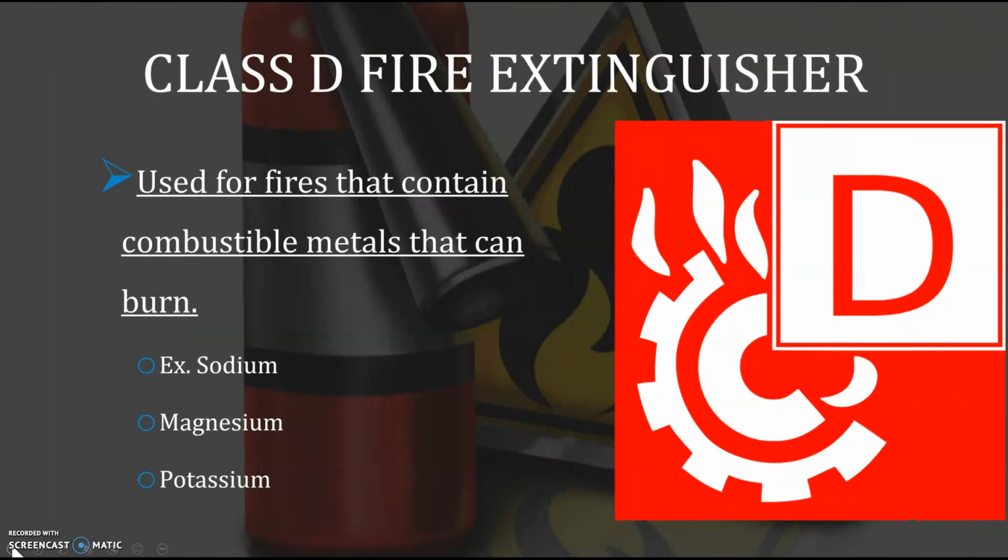Class D fire extinguishers are used for fires that contain combustible metals that can burn. For example, this consists of sodium, magnesium, potassium, and many other combustible metals. The picture on the right is an example of what you might see on an extinguisher to identify it as a Class D extinguisher.